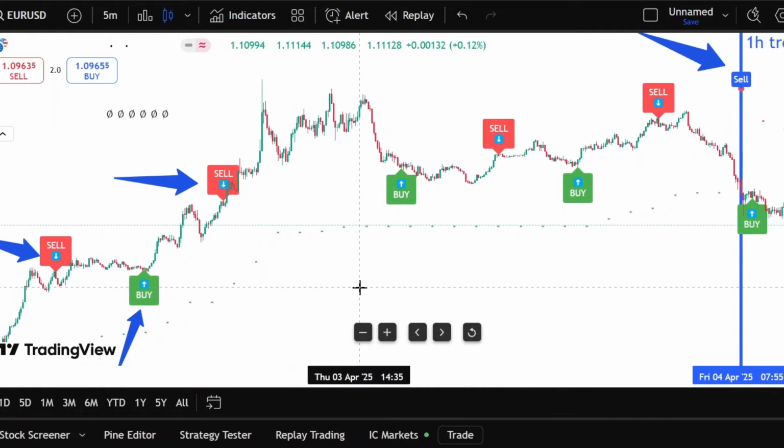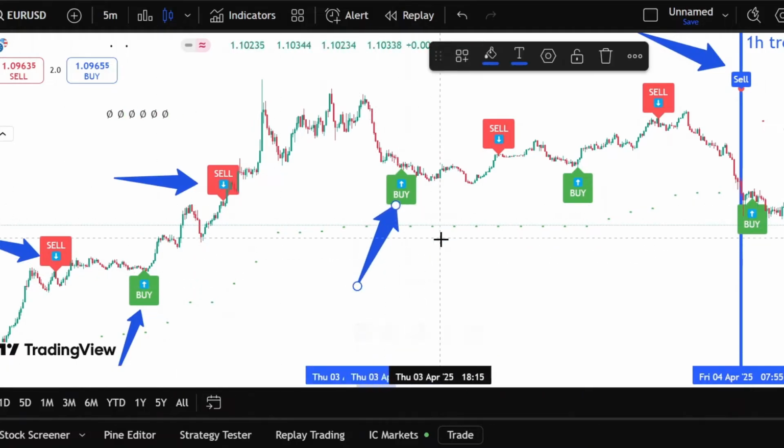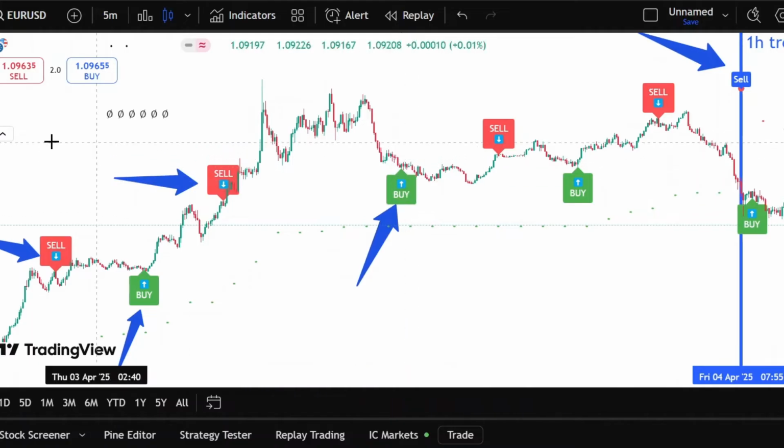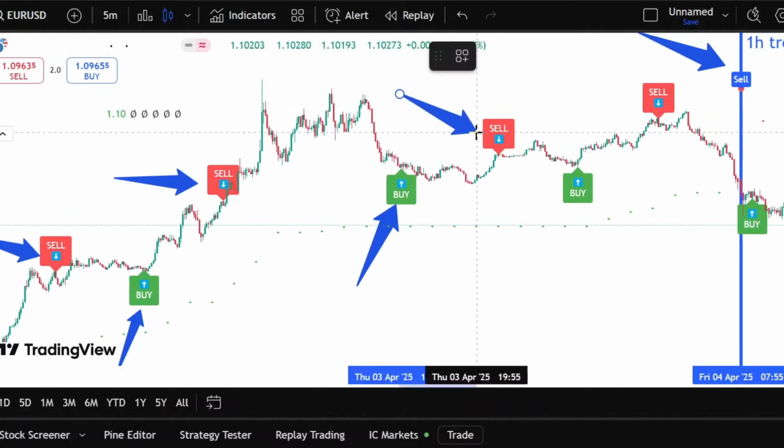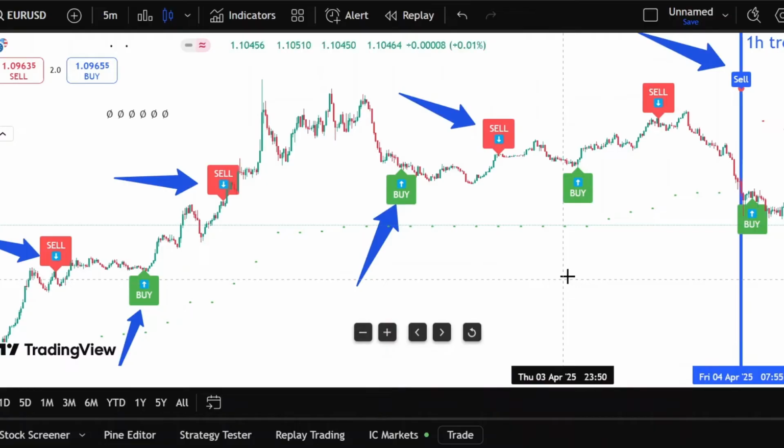For the third trade, the 1-hour trend continues upward. ZeenAlgo gives another buy signal. I enter again. The trade runs well, and when the red sell signal appears, I exit. Still no selling, the trend hasn't changed.